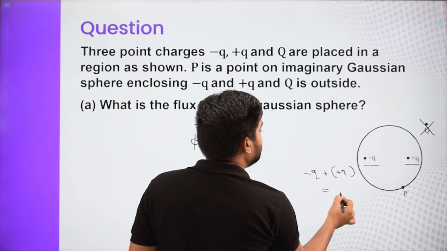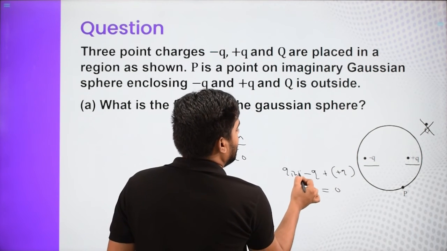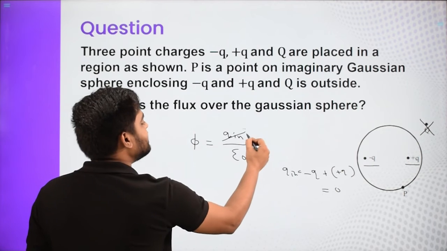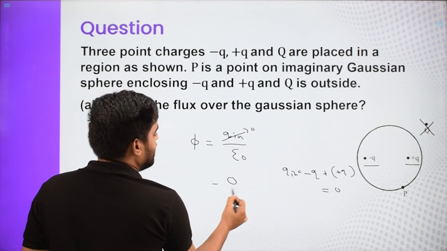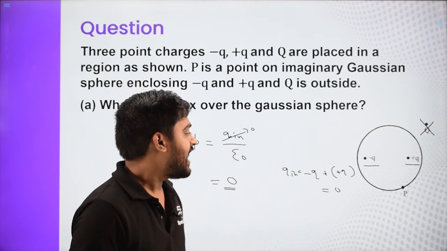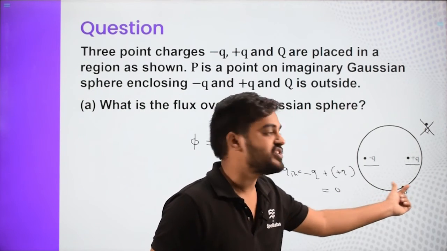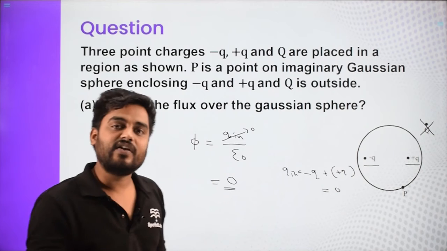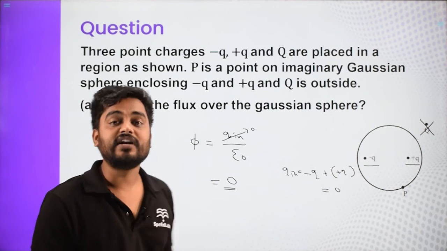So that is 0. This is my Q in, and Q in is 0. Since this is 0, the total flux through this closed Gaussian surface is 0. I am saying total flux, not the flux through this particular region or that particular region. The entire flux through this Gaussian sphere is nothing but 0.